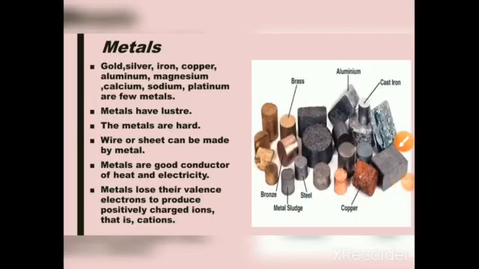Metals: gold, silver, iron, copper, aluminium, magnesium, calcium, sodium, platinum are a few metals. Metals have luster, metals are hard, wire or sheet can be made from metals, metals are good conductors of heat and electricity, metals lose their valence electrons to produce positively charged ions, that is cations.